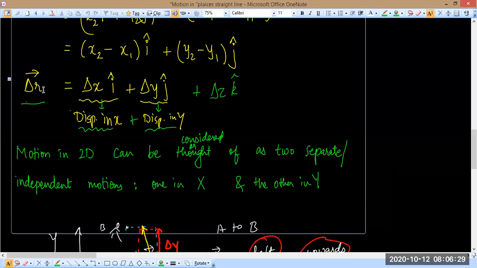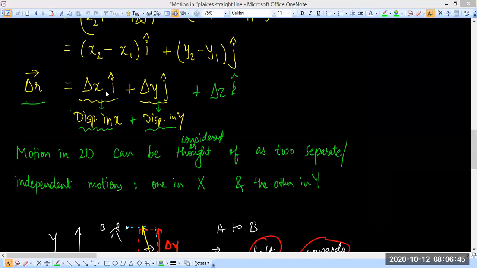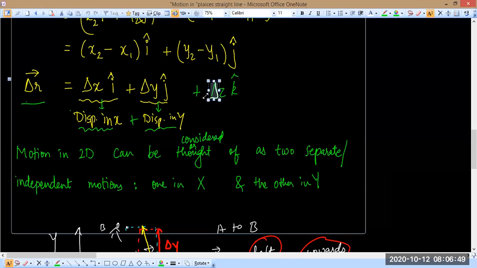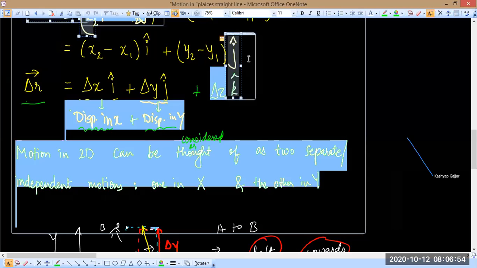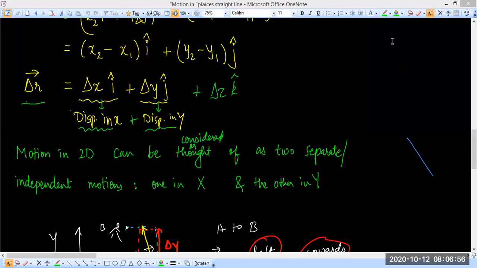So this delta r vector is actually made up of two displacements. One is delta x, displacement in the x direction, and the other is delta y, that is displacement in the y direction. And similarly, suppose this was in 3D, then there will be a third component, that is displacement in the z direction. All right, so that is what we have got.